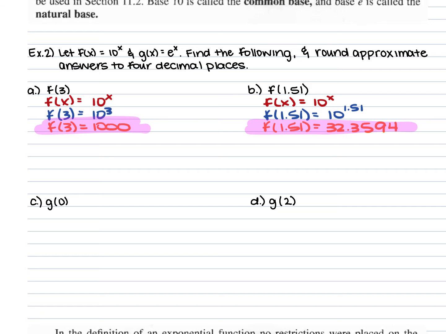For example C, we have g of 0. For this one, we're going to be working with g of x, which is e to the power of x. Now, e is the inverse of that ln button on the calculator. So if you have a two-function calculator, you are just going to use that second function and hit that ln button in order to get that e to the power of x. If we plug in that 0, we shouldn't need to use our calculator for this because it's e to the power of 0, and anything raised to the power of 0 is 1. So g of 0 is equal to 1.